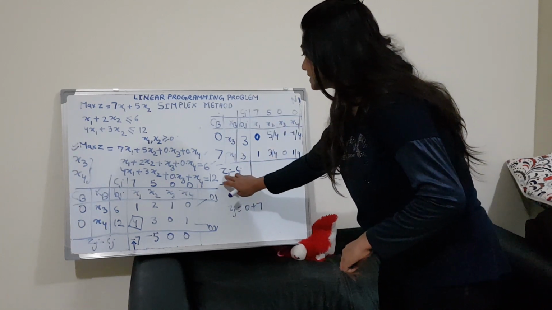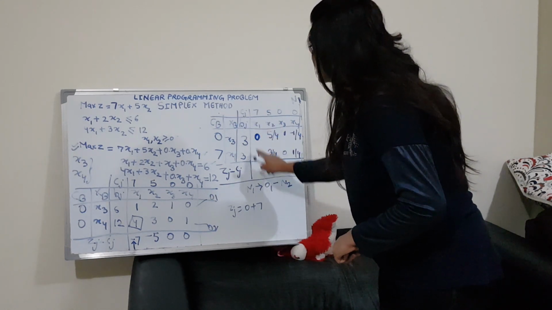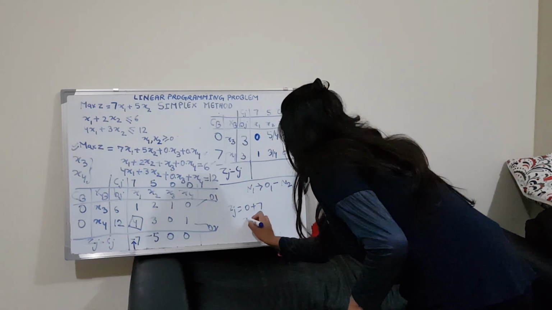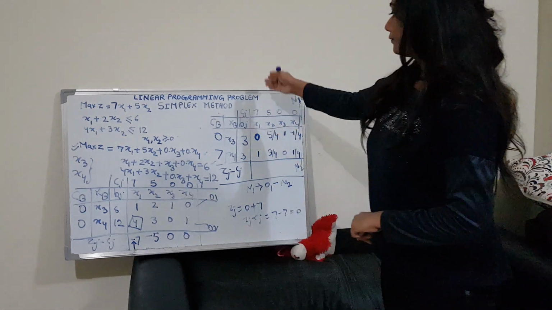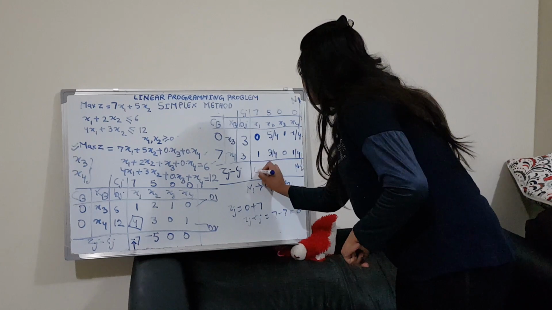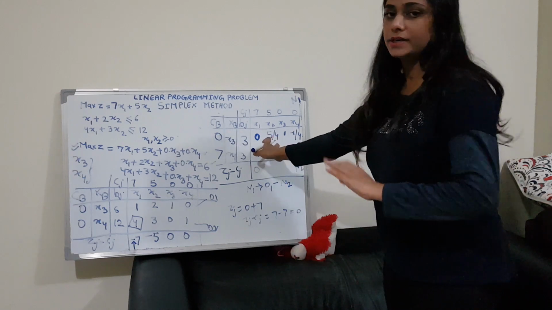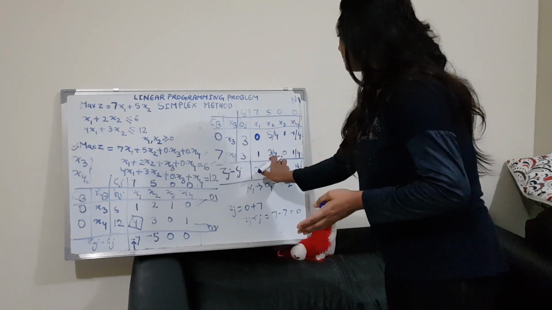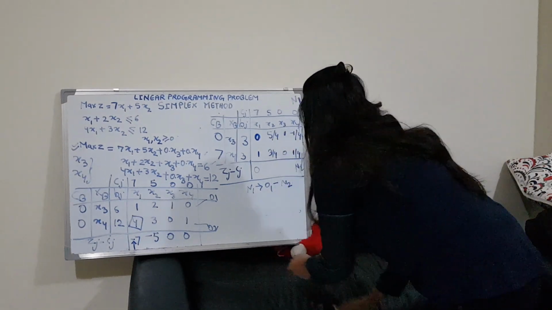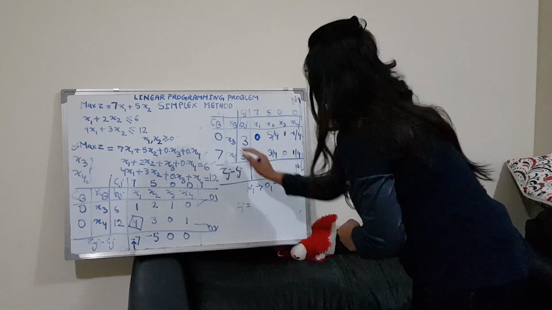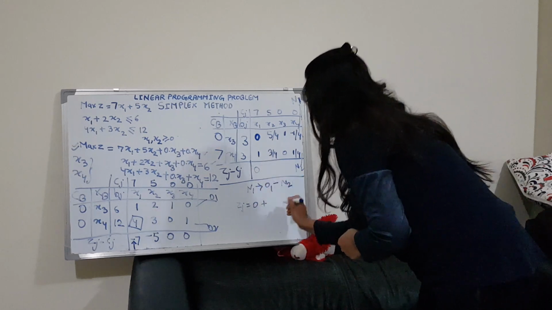Now we will calculate Zj minus Cj. We will subtract this Cj. So for the first column Cj value is 7. 7 minus 7 is 0. So for the first column Zj minus Cj value is 0. For the second column, 0 into 5 by 4 is 0 plus 7 into 3 by 4, which is 21 by 4.